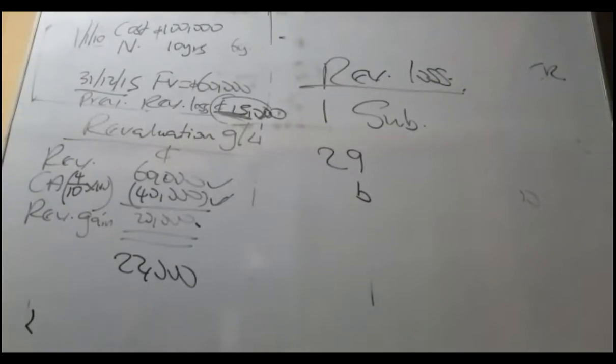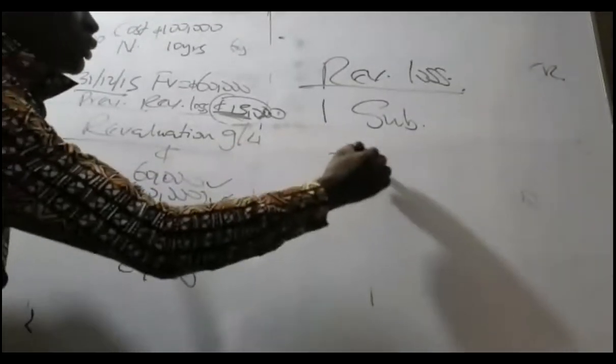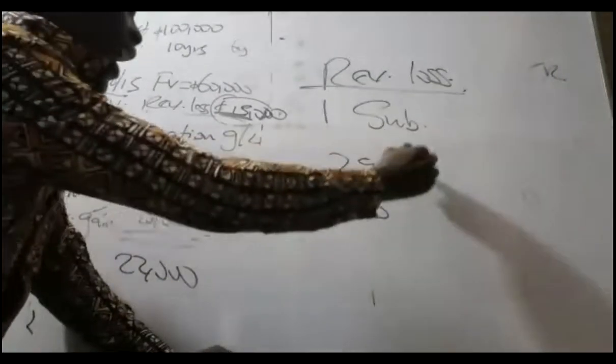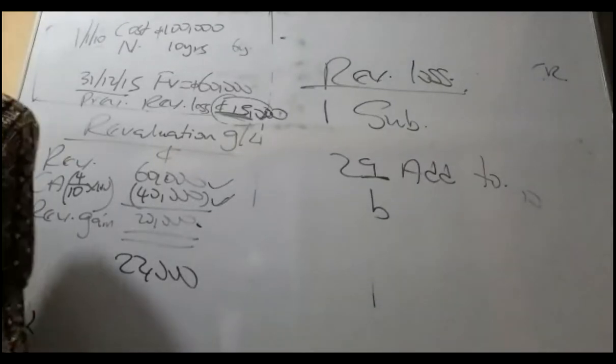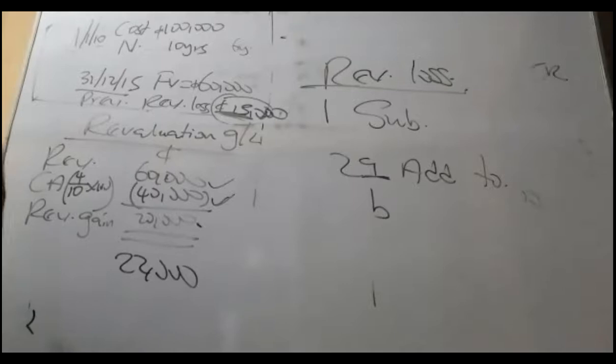Subtract from the carrying amount of the asset. Then 2A: add to the operating expenses in the P&L. Add to where? The operating expenses in the P&L. That means it must be expensed. All the revaluation loss must be expensed.